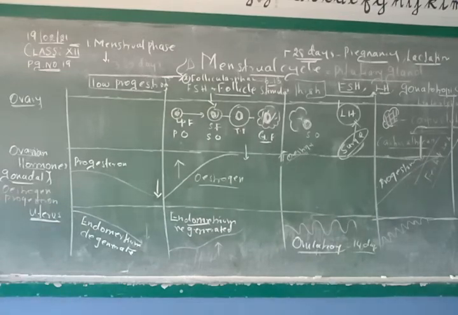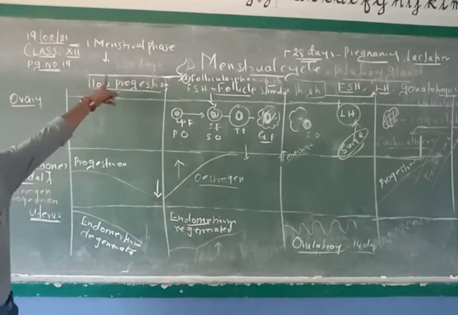Second one, changes in the ovary. That is development of follicle cells. Third one, ovarian hormones called estrogen and progesterone increase or decrease. In the menstrual cycle, they take place in 4 different stages. Number 1 is called the menstrual phase. Number 2 is called the follicular phase. Number 3, ovulation phase. Number 4, luteal or secretory phase.